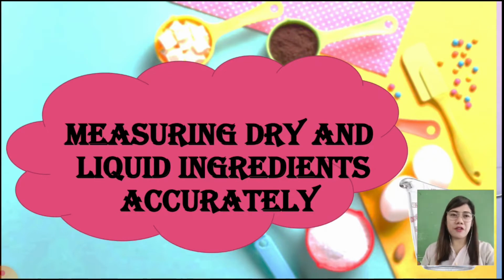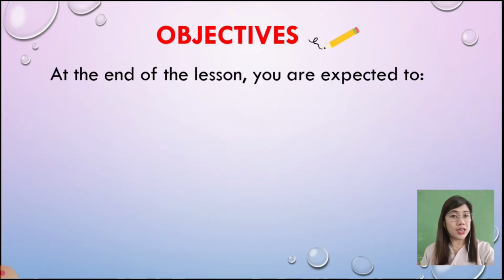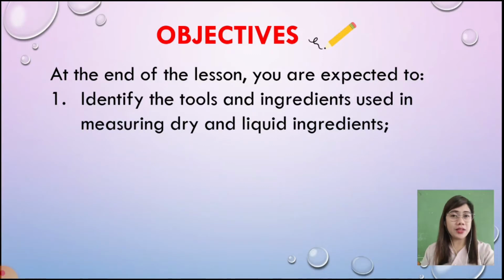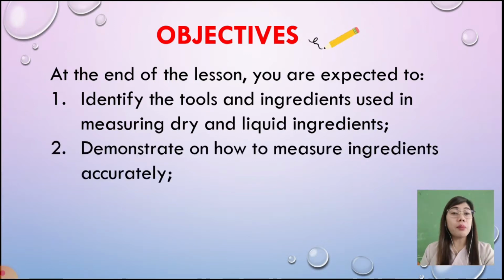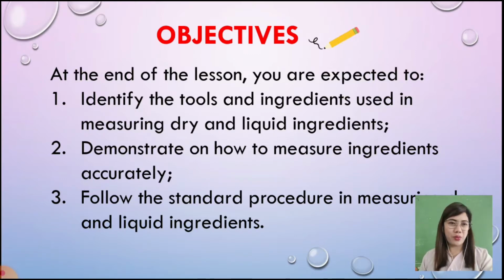So our objectives for today's lesson are, at the end of this session, we are expected to, first, identify the tools and ingredients used in measuring liquid and dry ingredients. The second is to demonstrate how to measure our ingredients accurately. And the third one, we need to follow the standard procedures in measuring our liquid and dry ingredients.